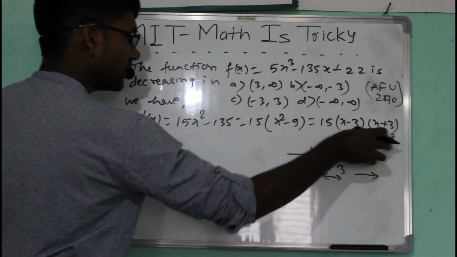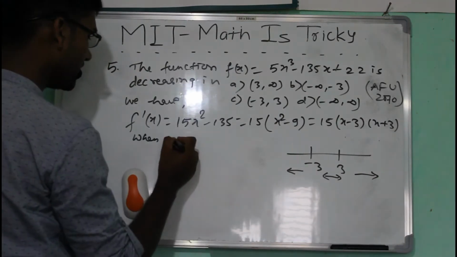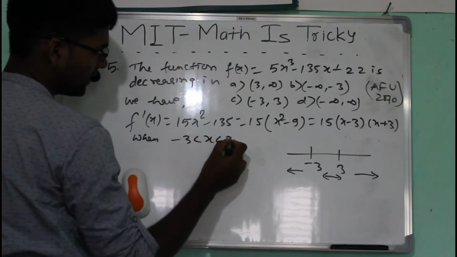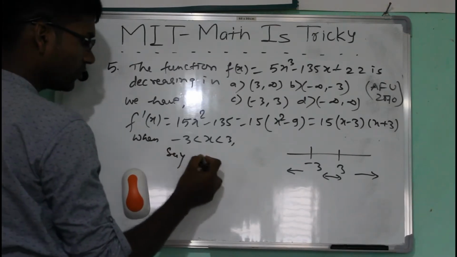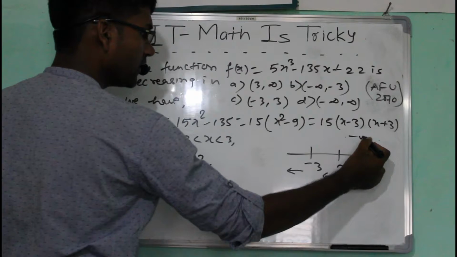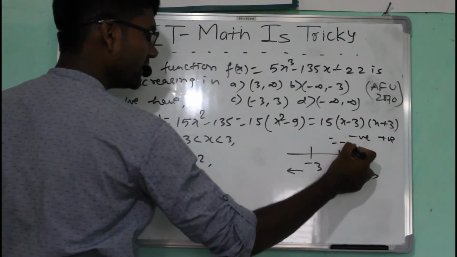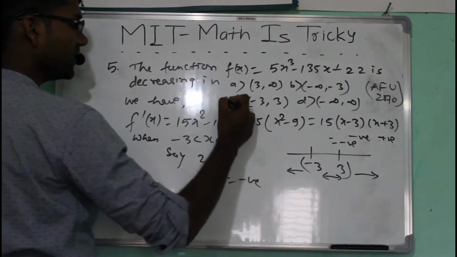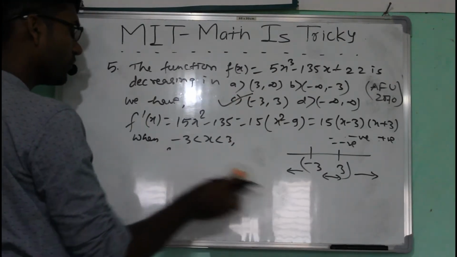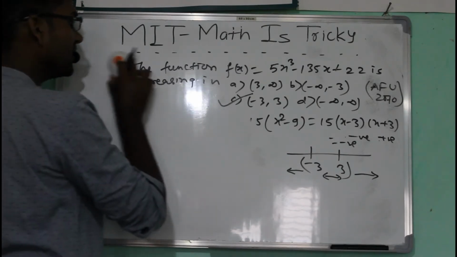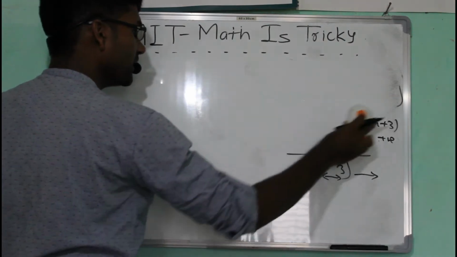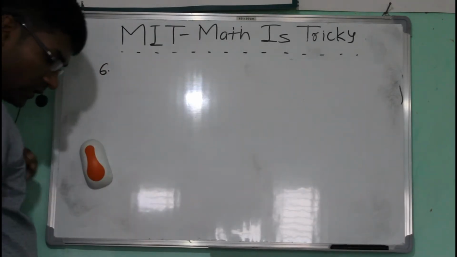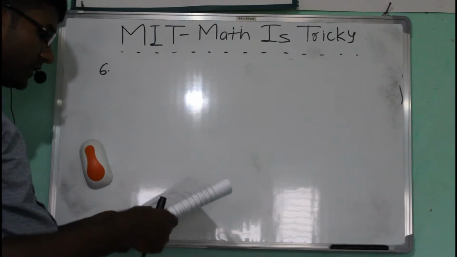So for the remaining one, when x is greater than -3 and less than 3, say I'm taking the value 2. This is going to be negative, this is positive, so negative times positive means negative. So f' is negative for this interval. So our answer is -3 to 3. That's your answer. Because for the interval in which the function is decreasing, the derivative of the function must be negative. For increasing, it should be positive.